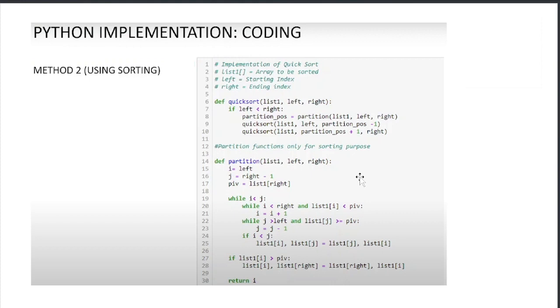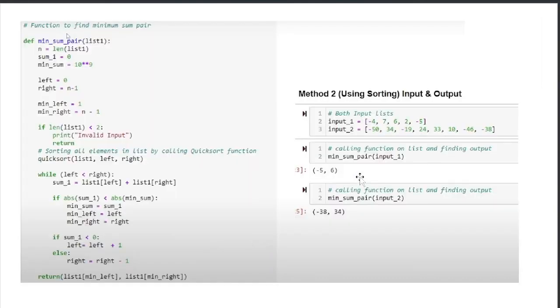Now we will check if the absolute sum is less than the absolute minimum sum. Then minimum sum is going to be the sum, minimum left is going to be left, and minimum right is going to be right. If the sum is less than 0, then left is going to be left plus 1, else right is going to be right minus 1. Finally, we will return list left and list right. So this is the last part which we have completed.